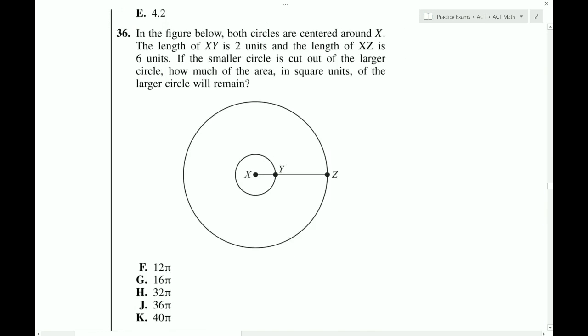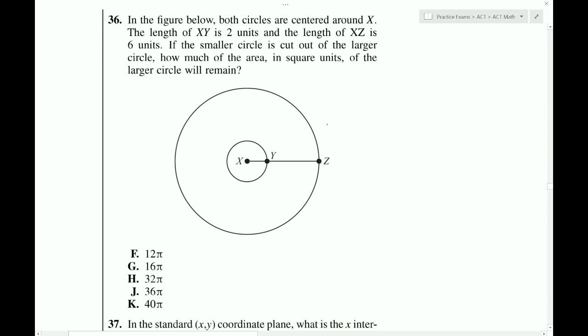Figure below, both circles are centered around x. The length of xy is 2 units. The length of xz is 6 units. If the smaller circle is cut out of the larger, how much area will remain? So they want to know the area of this donut, right?